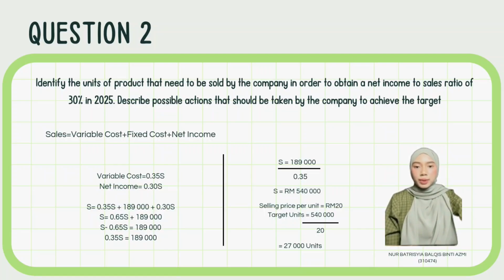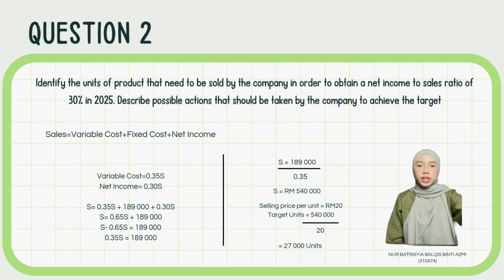First, we use the basic formula: sales equal to variable cost plus fixed cost plus net income. We are given that variable cost is 35% of sales, which is 0.35 sales. Net income target is 30% of sales, which is 0.30 sales. Fixed cost is 189,000. So the equation becomes sales equal to 0.35 sales plus 189,000 plus 0.30 sales.